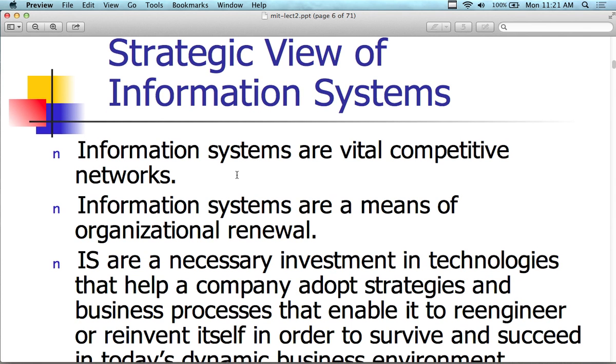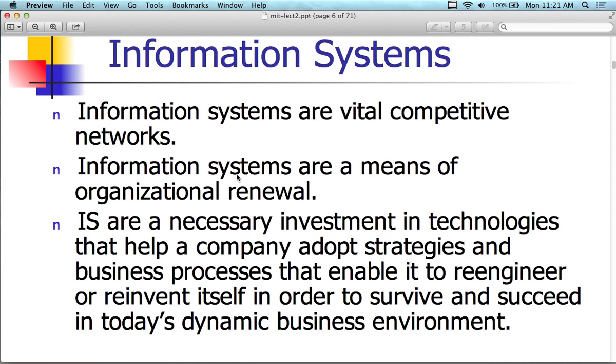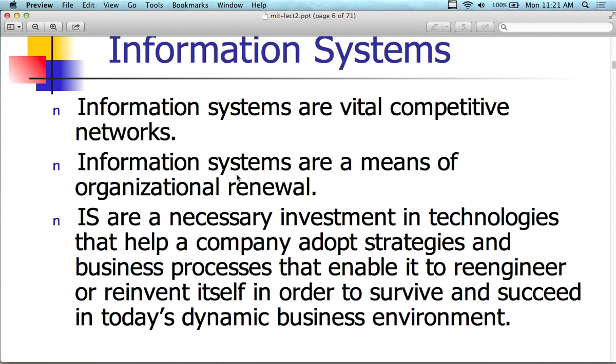So information systems are vital to the competitive networks. They're also means of organizational renewal. So you're an old company, you're selling the pet rocks, sales are down because people are figuring out this is just a rock. The hype is over with, you got to reinvent yourself. Then you go on the internet. I don't know if it was the same group of people, but I think it may have been a different group of people. And then you sell stars.